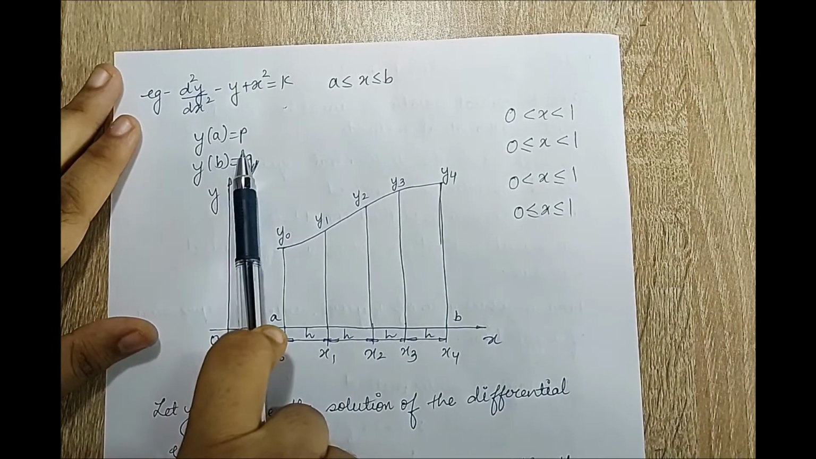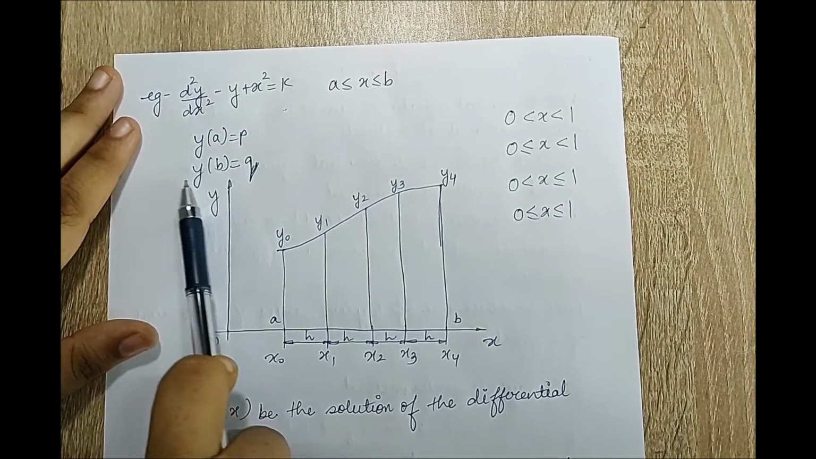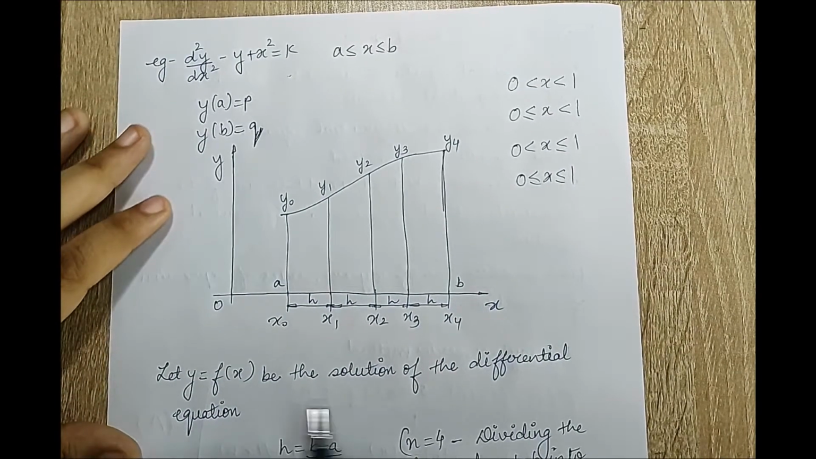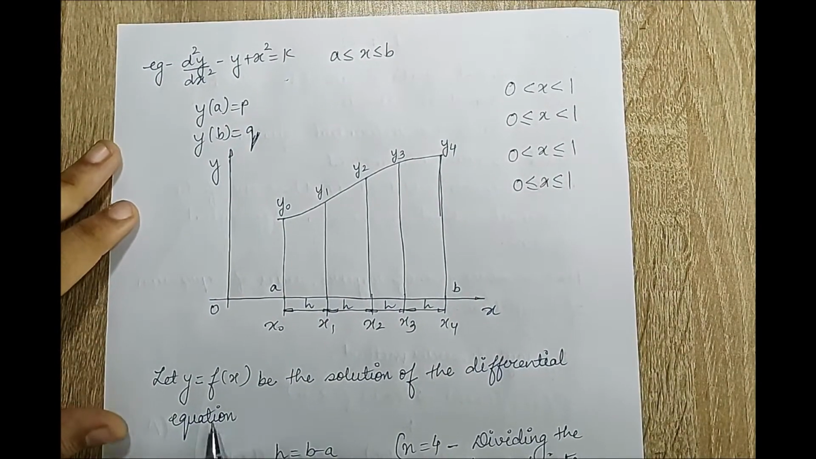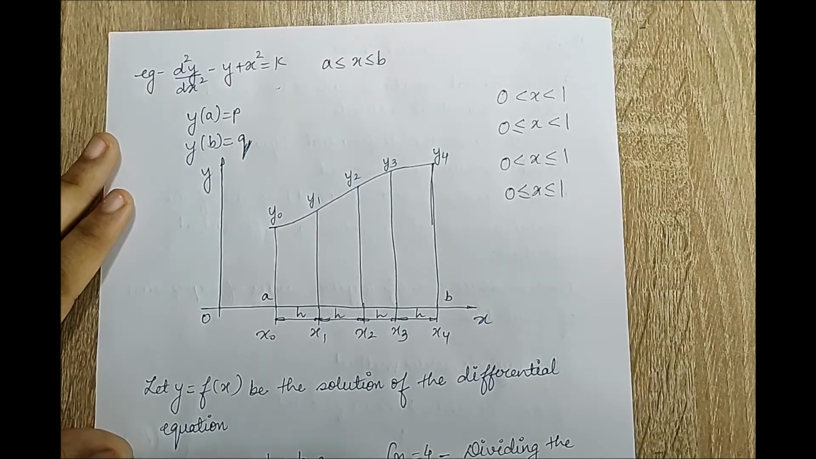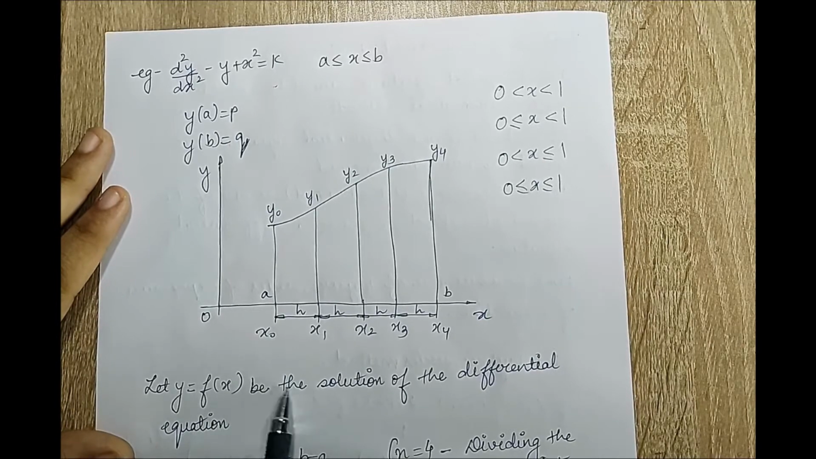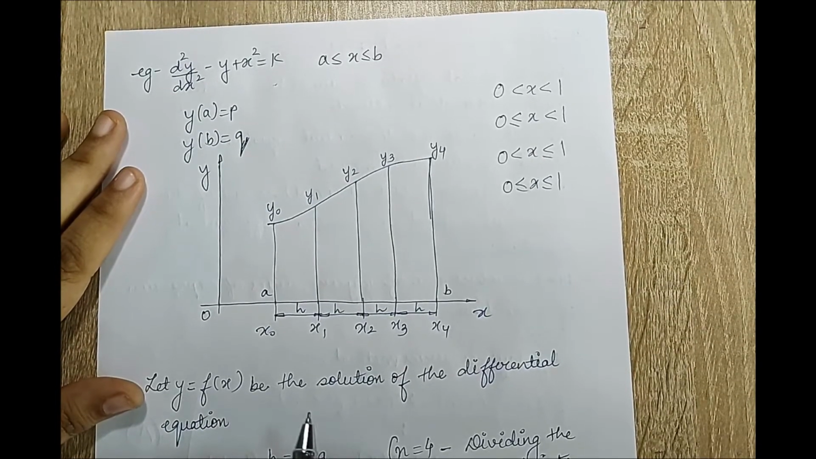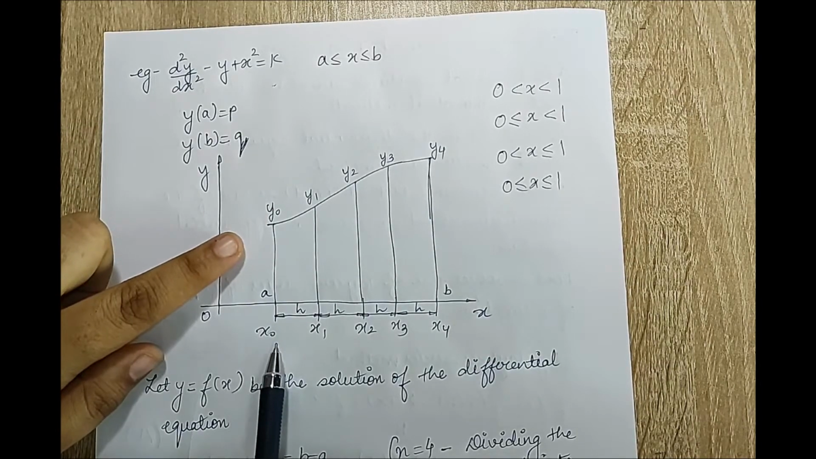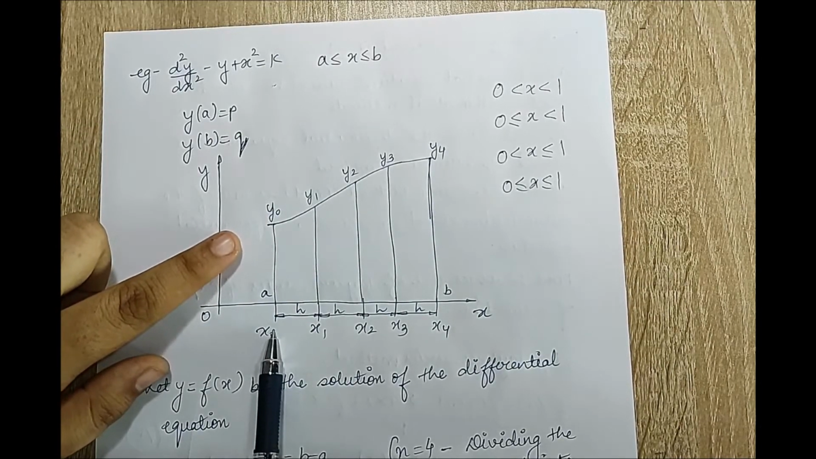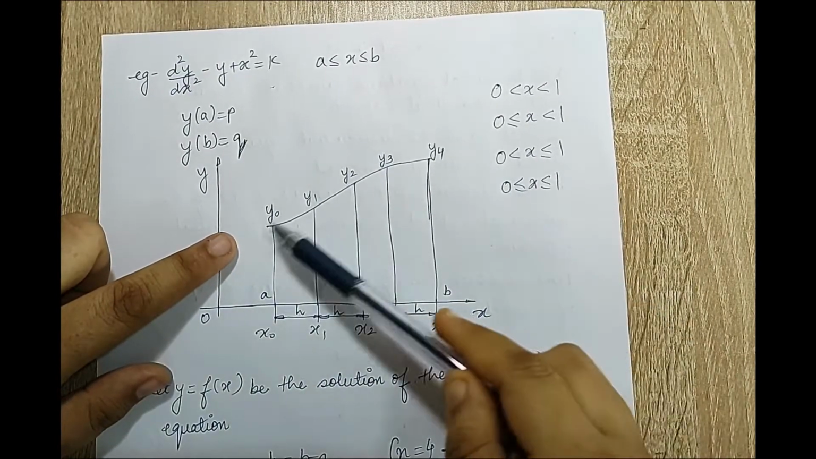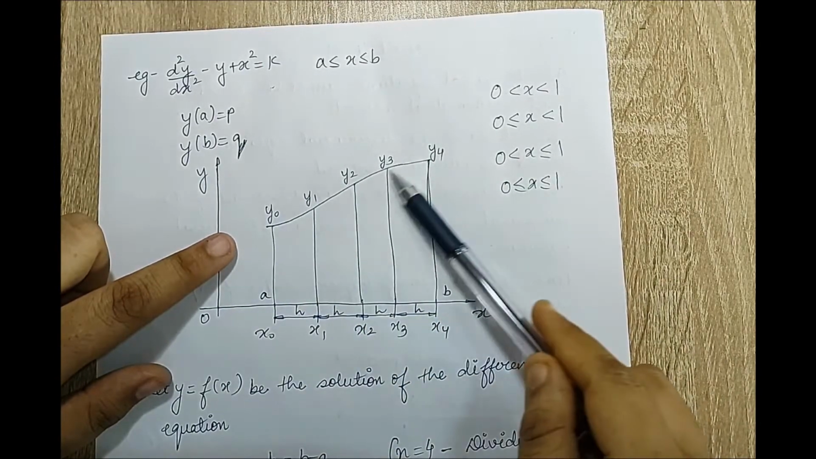Now y at a is p. This is one of the boundary conditions. y at b is equal to q. This is another boundary condition. Now let me assume that the solution of this differential equation is f of x. Now f of x means it's a function of x, so it can be any equation. Let me say that this equation which I have written, if I plot some values, for example, if I take certain values of x, I'll get some value of y. Say at x0, the value is y0, at x1, value is y1, and similarly up to x4. So when I join these points, say I get a curve.